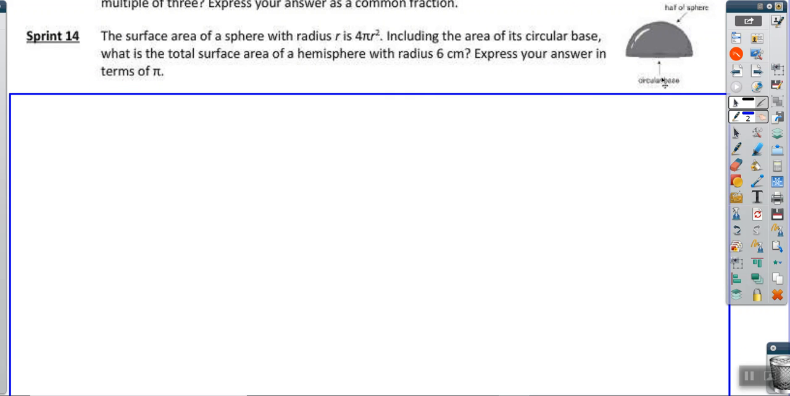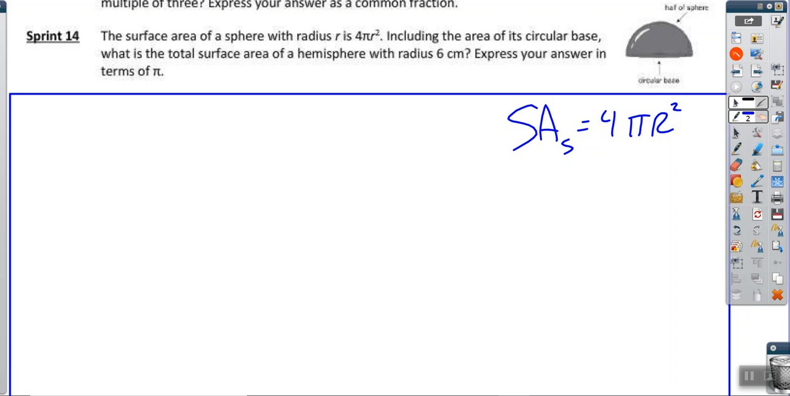All right, so we see half the sphere, circular base. The surface area of a sphere with a radius r is, so surface area, we need to know the surface area equation. So surface area of a sphere is equal to 4 pi r squared, I believe. All right. Oh, it tells us there. Oh, I remembered it. That's nice. Okay, including the area of the circular base, what is the total surface area of the hemisphere with a radius of 6?